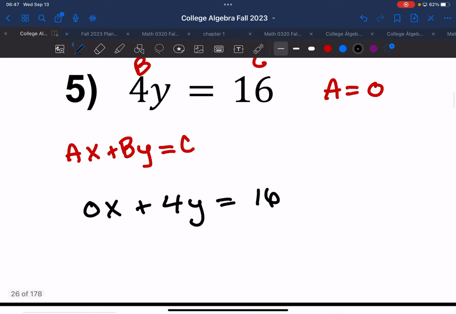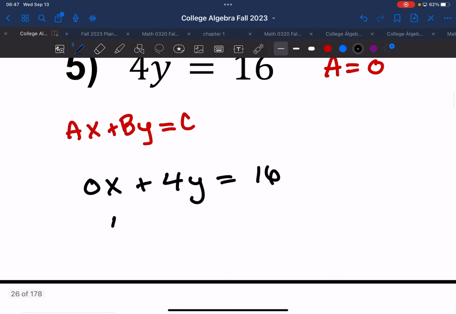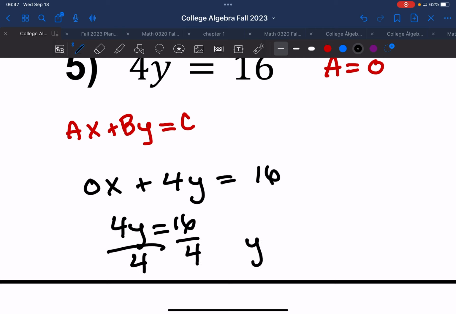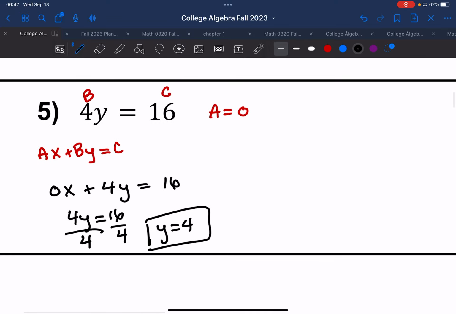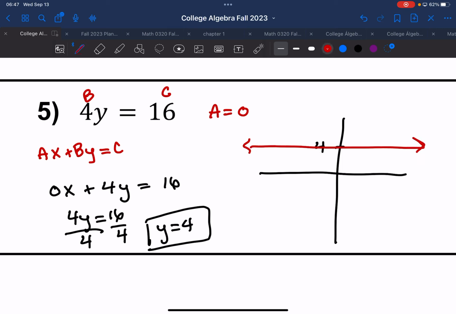If we solve this, 4y is equal to 16. Divide both sides by 4, we get y is equal to 4. What would the graph look like this time, now that we're dealing with y instead of x? A horizontal line, good. So let's say we have 4 here. It would be a horizontal line.